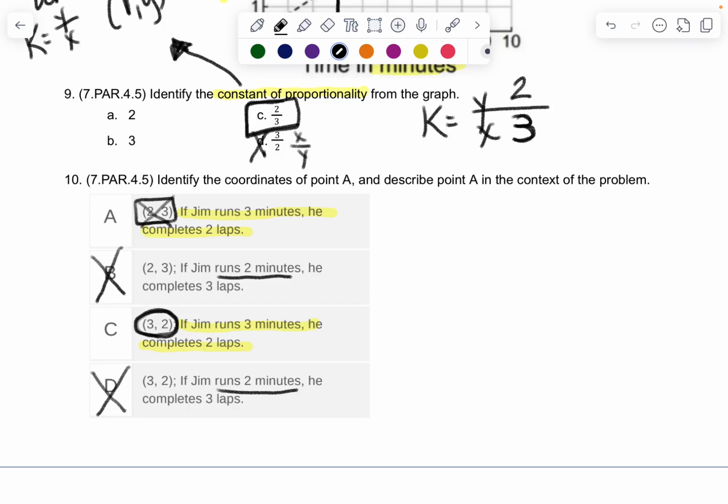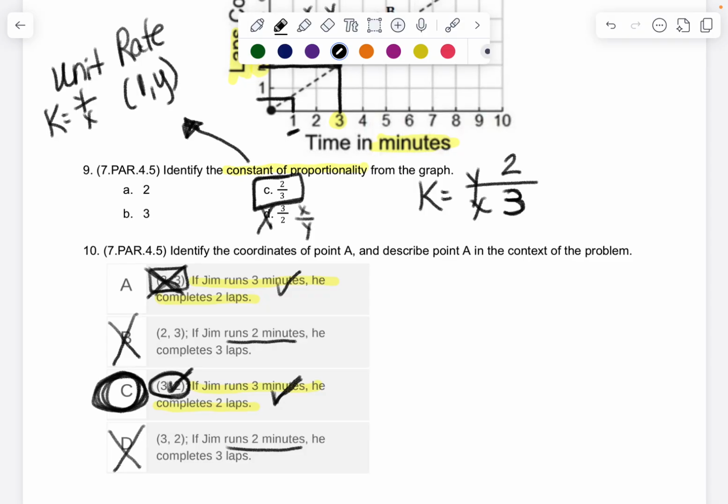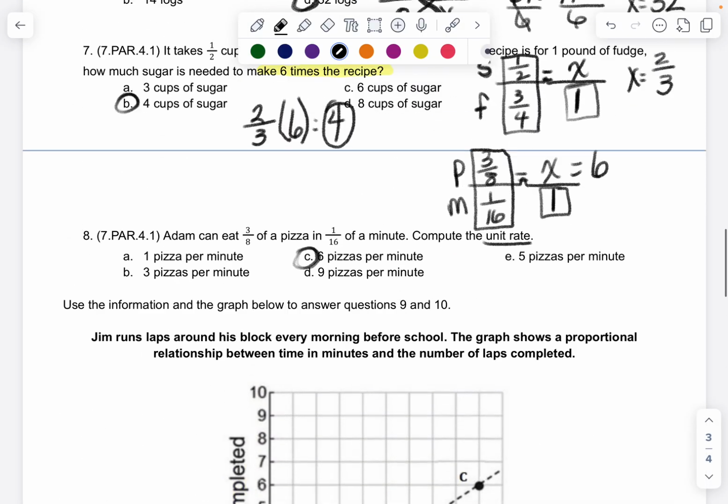And a lot of people just saw the statement, which was correct. This statement right here was correct. This ordered pair was not. This statement is correct. This ordered pair is correct, which makes C the answer. So you have to be very careful, because those are the kind of mistakes that you're making.